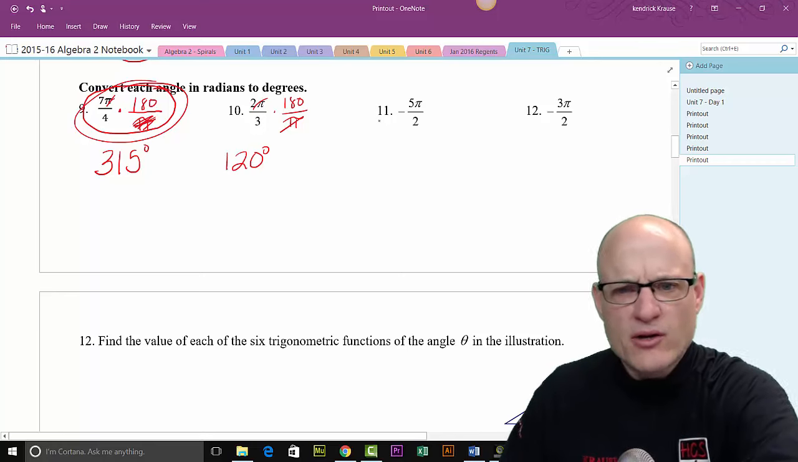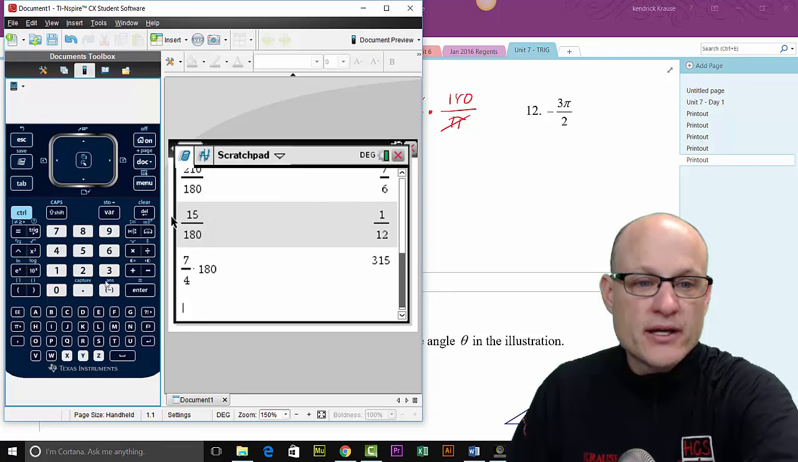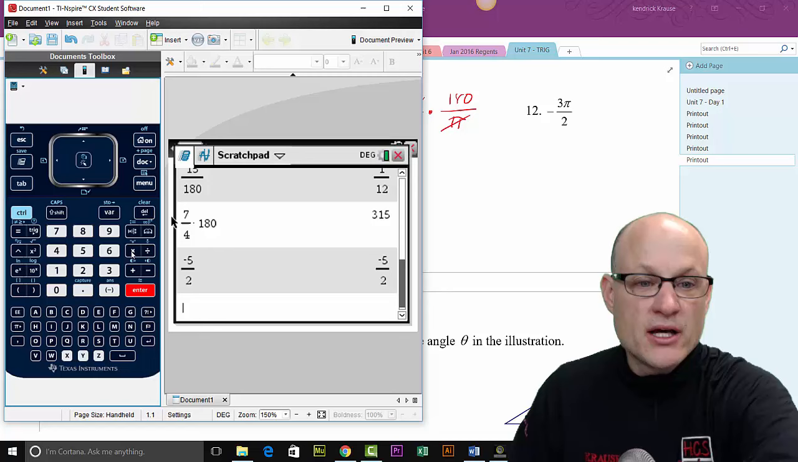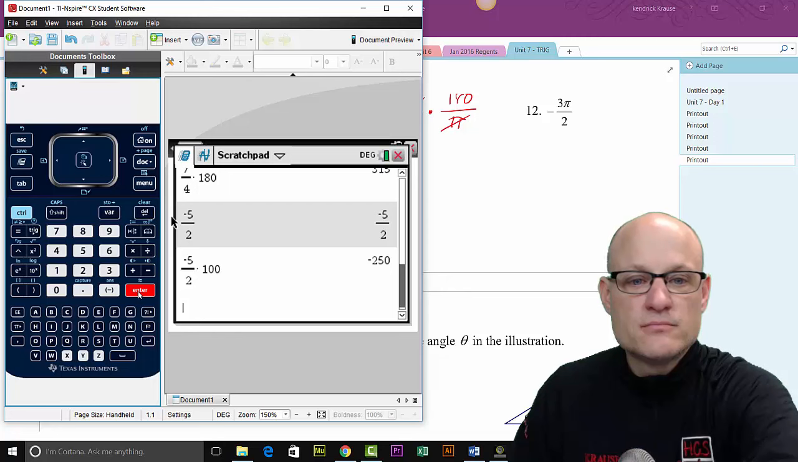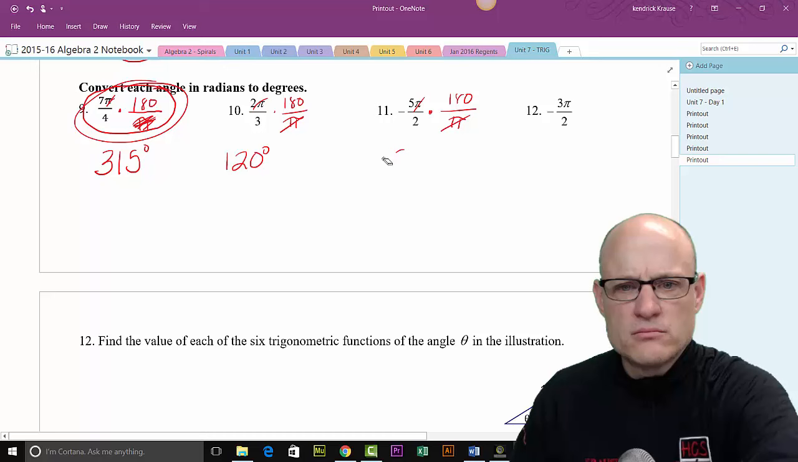I'm trying to avoid using my calculator because it's too much work. Multiply here by 180 over pi. The pi's cancel, and I'm left with negative 450 degrees. You don't believe me? Negative 5 divided by 2, enter, times 100, not 1,000. Good. I knew I was wrong.